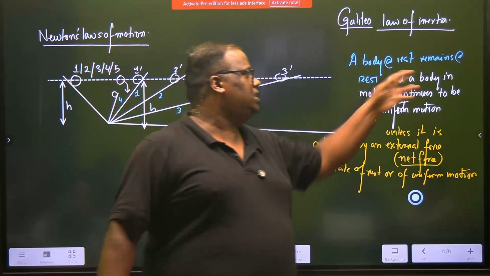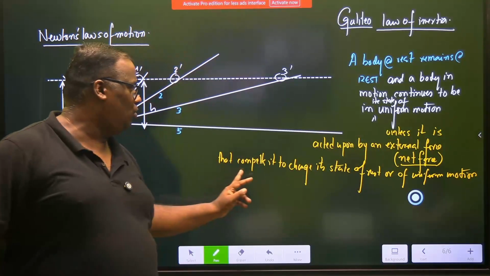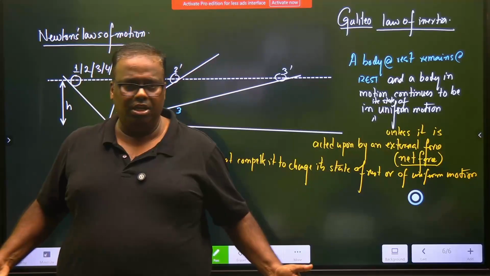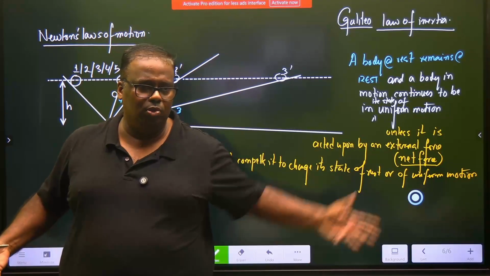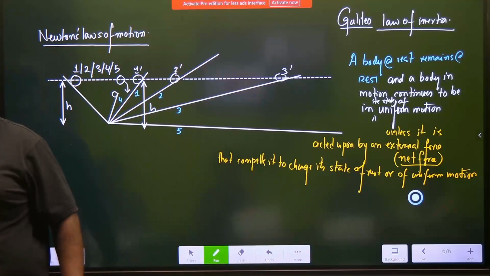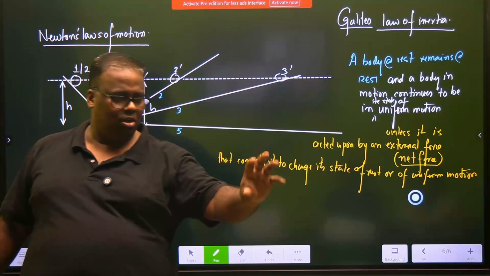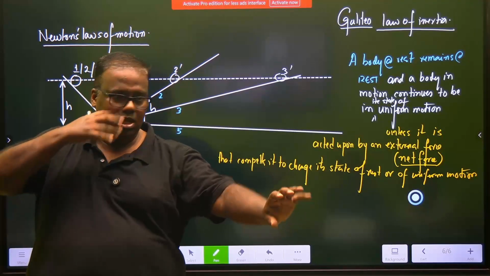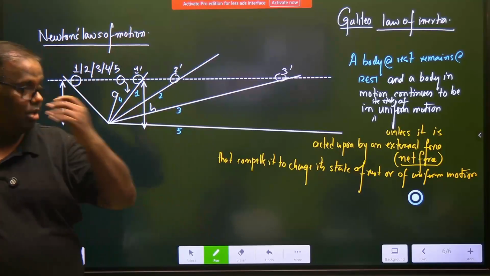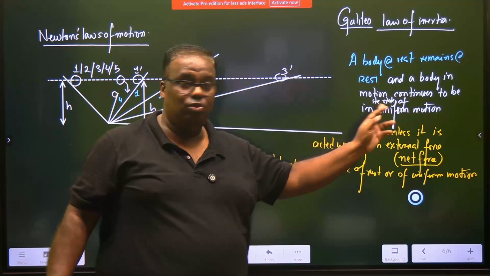A body at rest remains at rest unless it is acted upon by an external force that compels it to change its state of rest. I am at rest, I remain at rest till some mule kicks me, an external force, to change my state from rest to motion. A ball on the billiard board remains at rest until an external force compels it to change its state. A body in motion continues to be in a state of uniform motion.